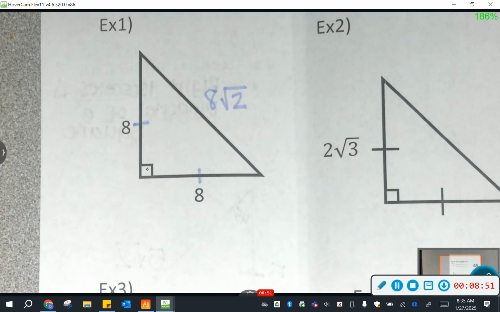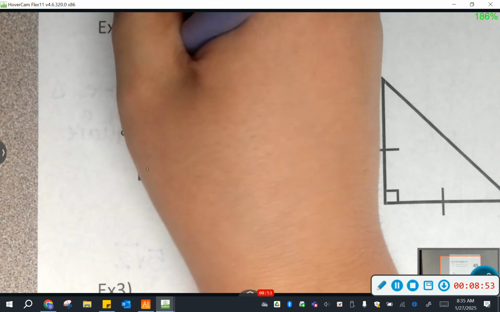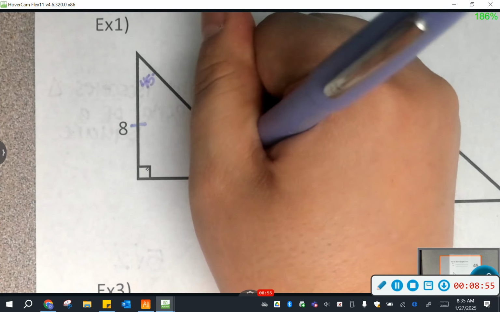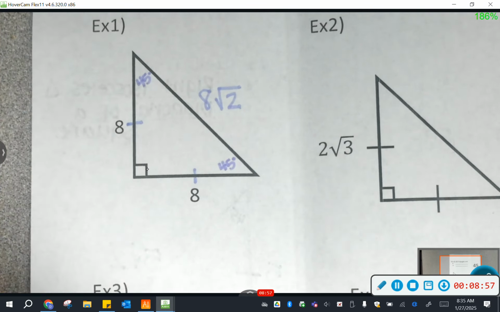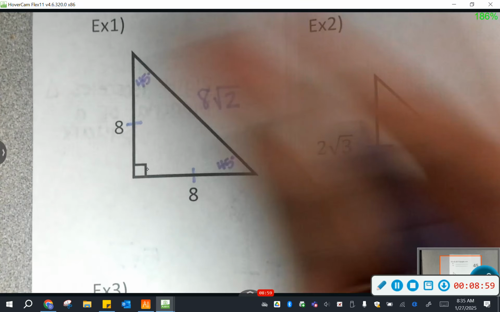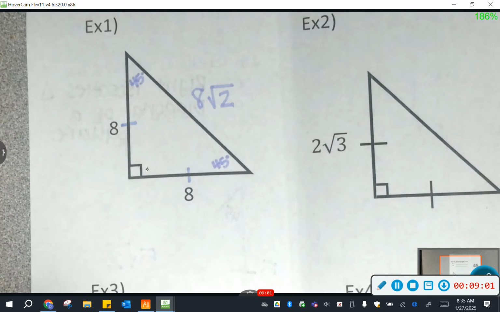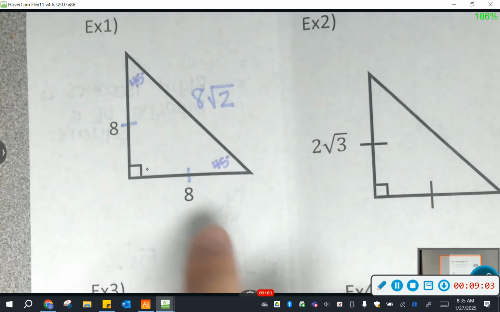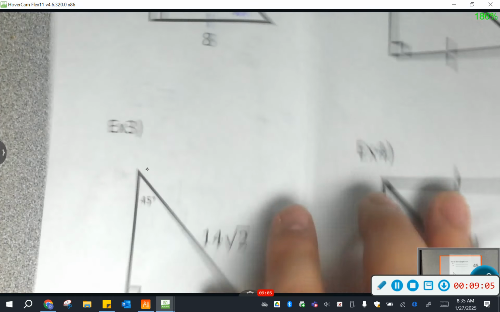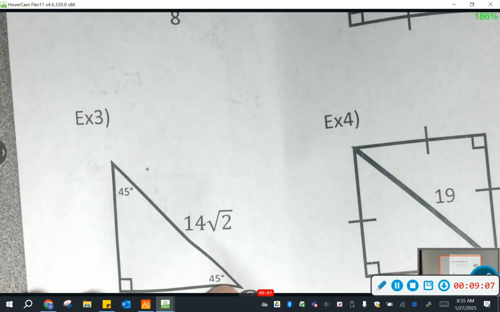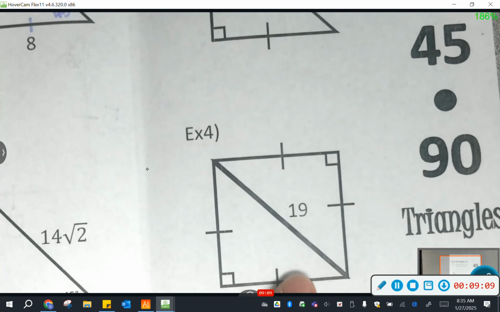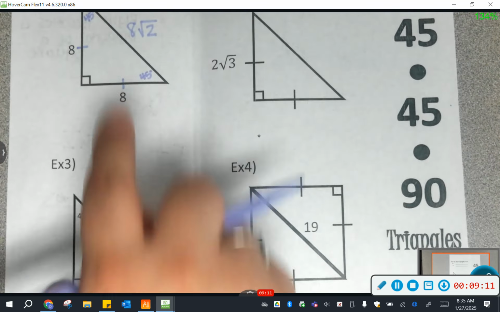But only if you have a 45 and a 45. If there are no 45s, or these two are not the same, then you have to do the Pythagorean theorem. How would you know it's a 45? Like right here, because they're the same. Or it literally will tell you 45 and 45. Or it's a square. It comes from a square. So these are the different ways it could tell you.